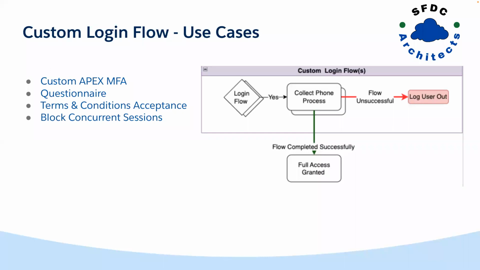Okay. And the general flow, I just stacked them here, is you're going to be authenticated, because remember, you always get authenticated first. Then you go through your custom login flow, whatever it is that you're doing there. If it's unsuccessful, you can kick the user out. It's not required that you kick users out. And if it's completed successfully, you're going to go to the full site.